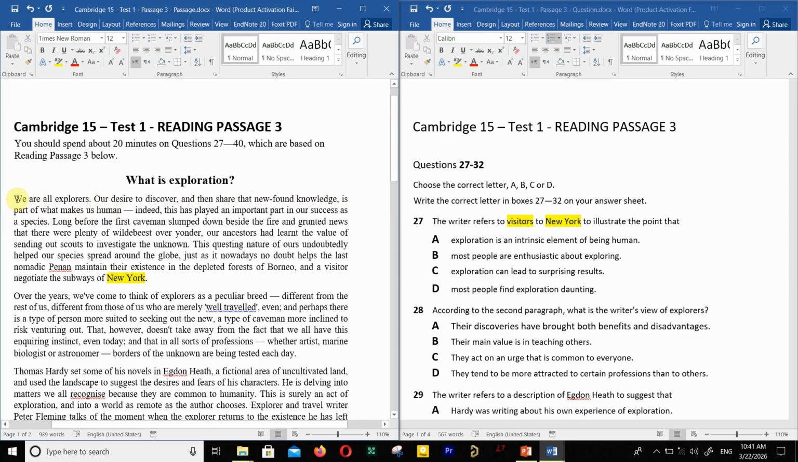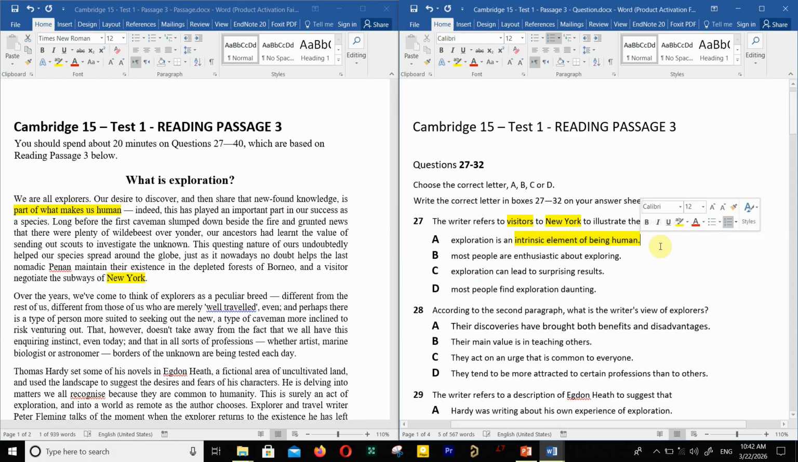So we could be visitors, okay? And our desire to discover and then share the newfound knowledge is part of what makes us human. It's about our nature. So you could find the answer, I think, based on this one sentence. Let me take a look at it. Exploration, so it's about explorers and exploration, okay, is an intrinsic element of being human. That's exactly what it says in this paragraph.